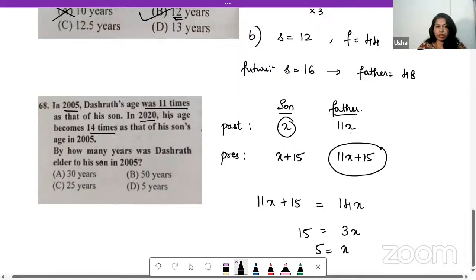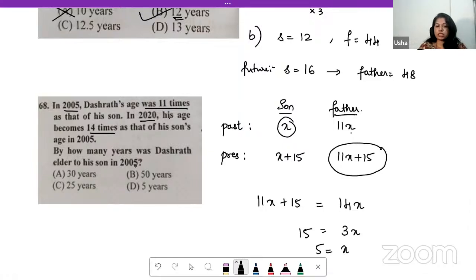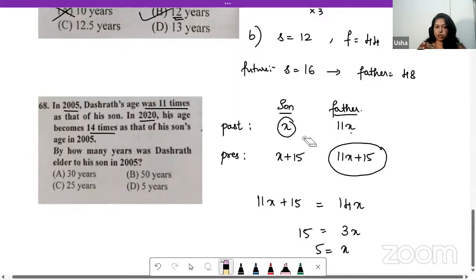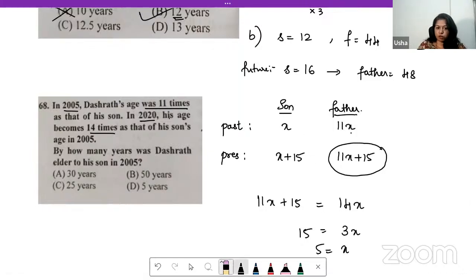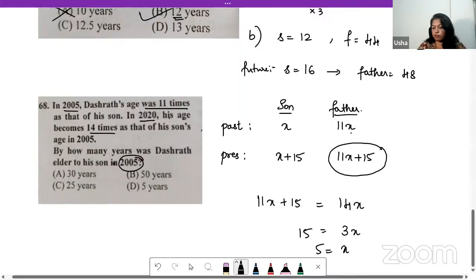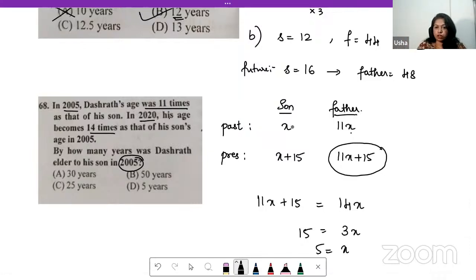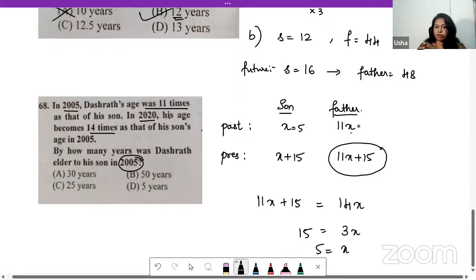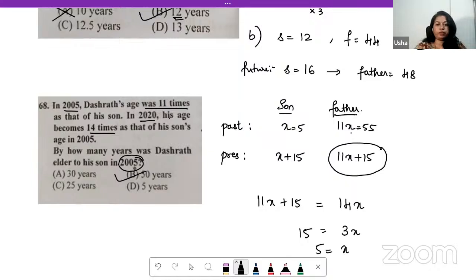Now what is it that we need to find out? By how many years was Dashrath elder to his son in 2005? So the son's age in the past, in 2005, is what they're asking, right? In 2005 only, the age difference between Dashrath and his son. So x is 5, 11x is 11 into 5, which is 55. So what is the difference between their ages? 50 years. Did everybody understand this?